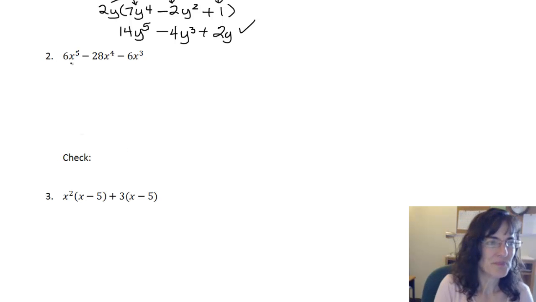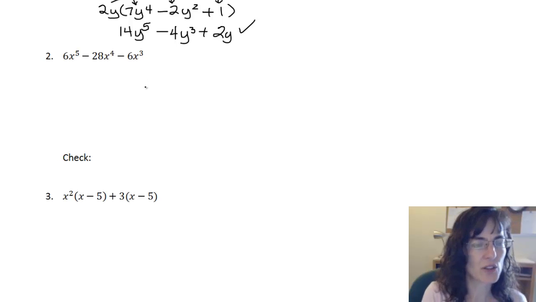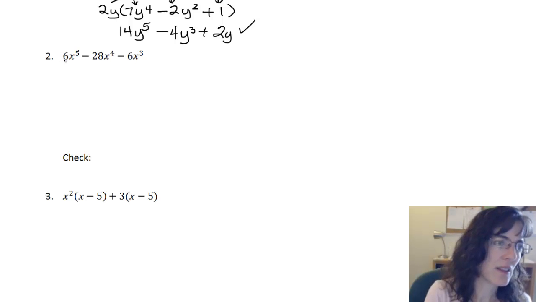Number 2. 6x to the 5th minus 28x to the 4th minus 6x to the 3rd. Well, I see that 6 is 2 times 3, and I have 2 of them, so that makes it easy. 2 times 3. And 28, I have 2 times 14 and 2 times 7.